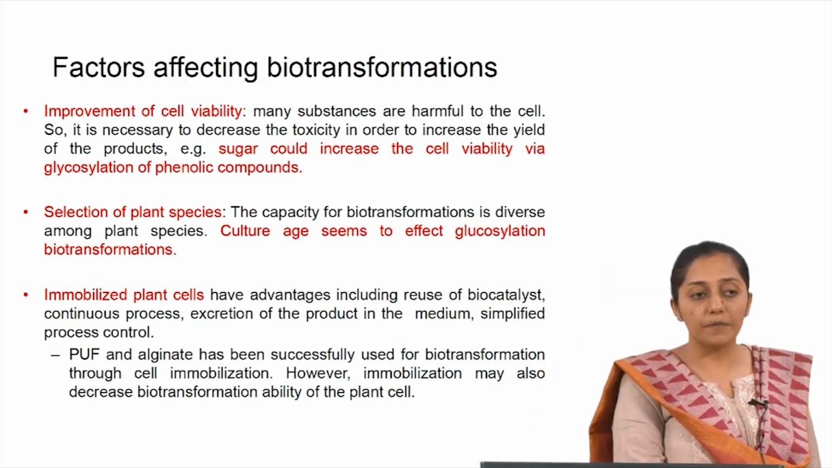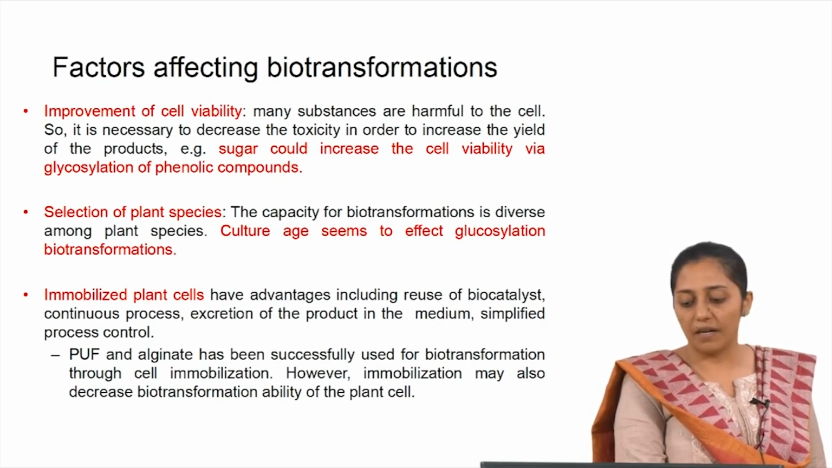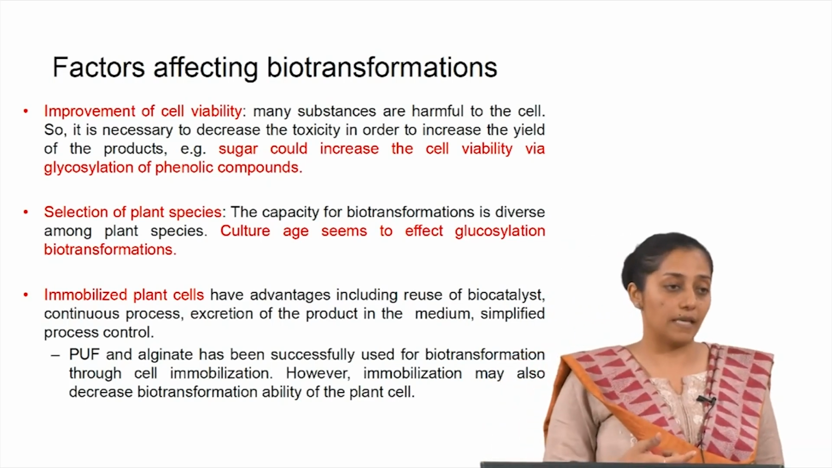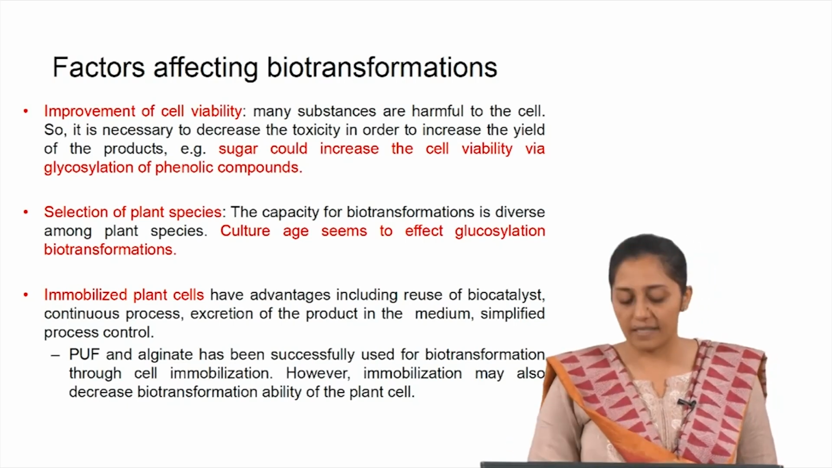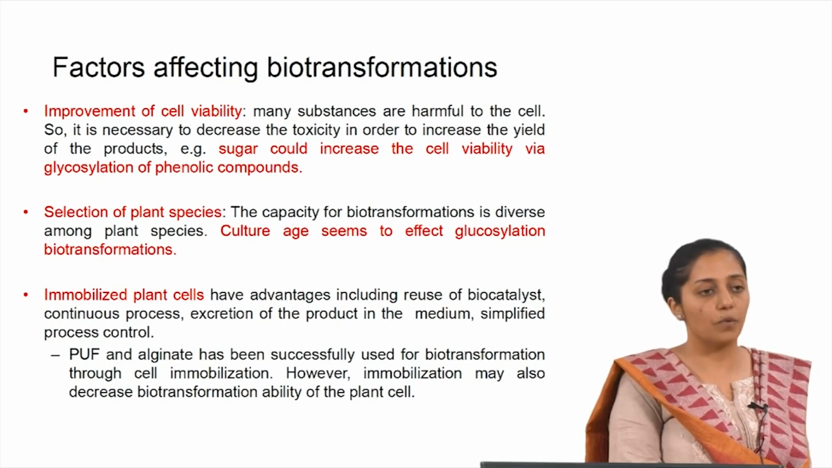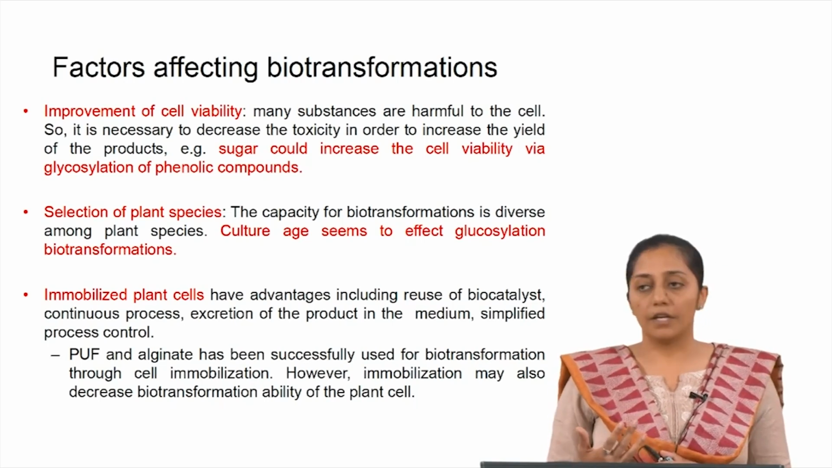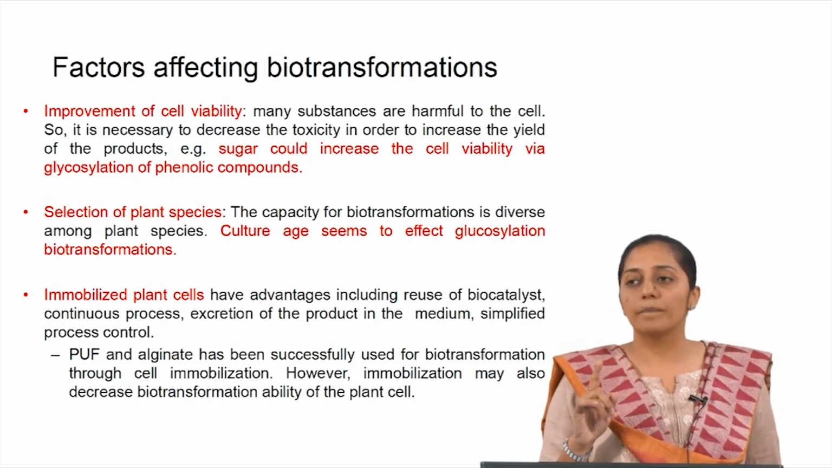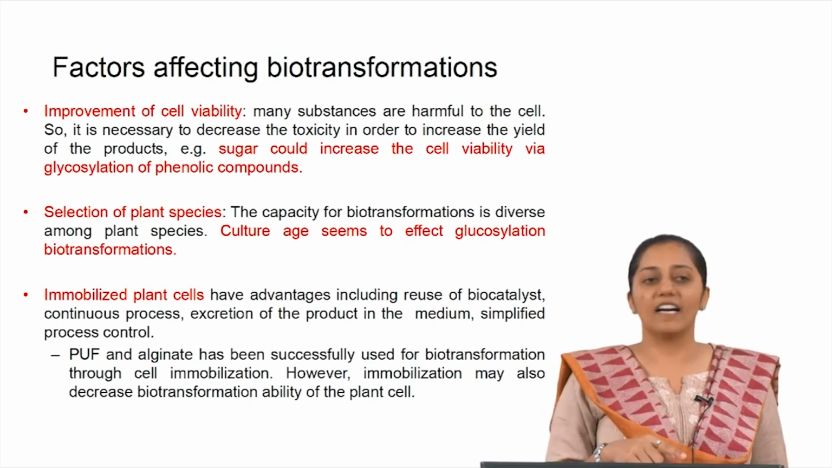Now, selection of plant species: the capacity for biotransformation is very diverse in plant species. Culture age is also an important factor, what age of cells, what phase of cells you are using. Similarly, whether active cells or resting cells. Now, immobilization of plant cells has advantages. What are the advantages? Reuse, it makes the process continuous. Reuse of the biological catalyst is possible. But what is the prerequisite here? The product must be excreted out.